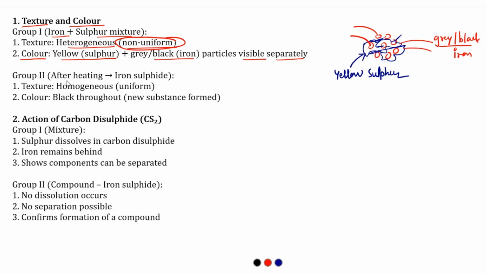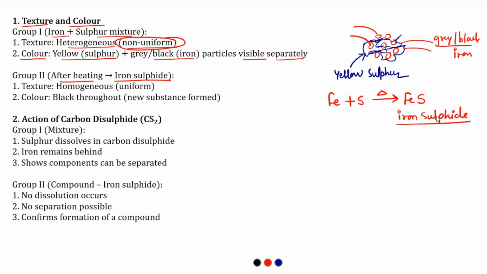Group 2, what we have done, we have heated. So after heating, iron sulfide has been formed. Remember, when we took iron filings and added sulfur, we got iron sulfide. And what is the formula for that? It is FeS. When we heat, the triangle shape is used to show the heating process. So this triangle is heating. So when we heat iron and sulfur, it will form iron sulfide. I'll write it here. So this is the product which you are going to get.